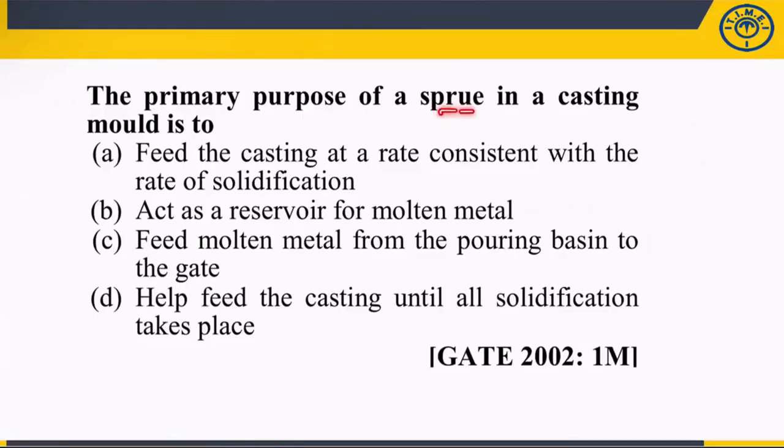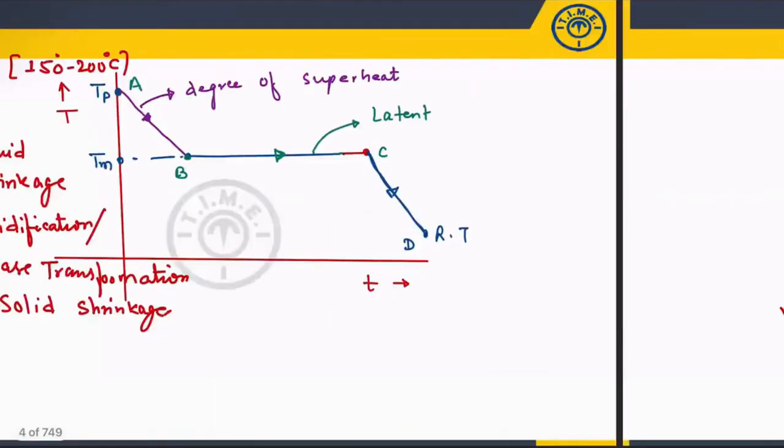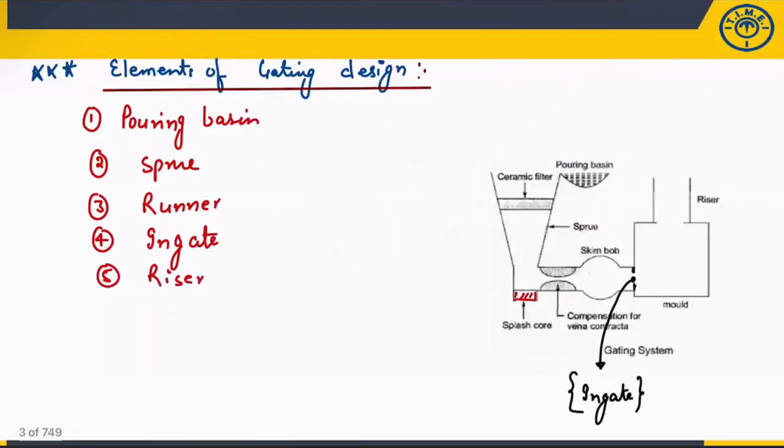The primary purpose of sprue in a casting mold. So what is the function of sprue in the element of gating design? Very good. It will feed the molten metal from the pouring basin to the gate. If you see what the sprue is doing, from the pouring basin it is providing metal to all the gating system. This is the sprue only.